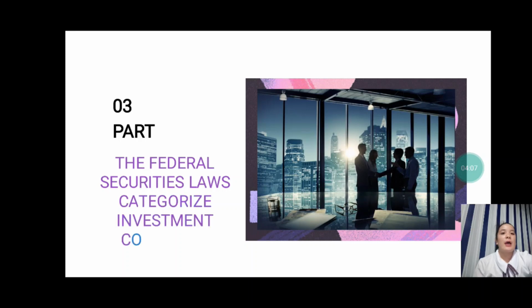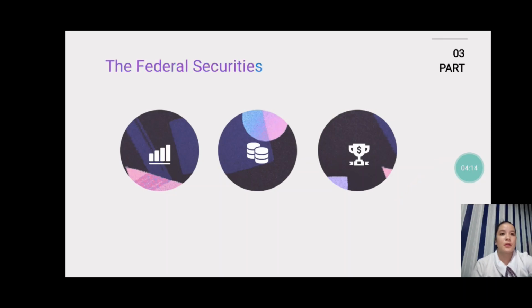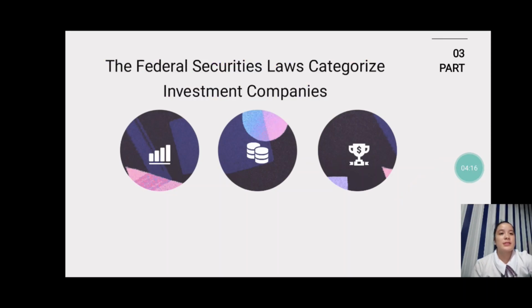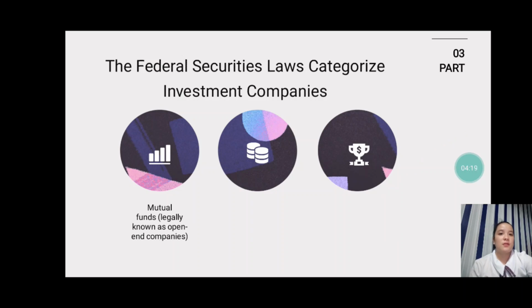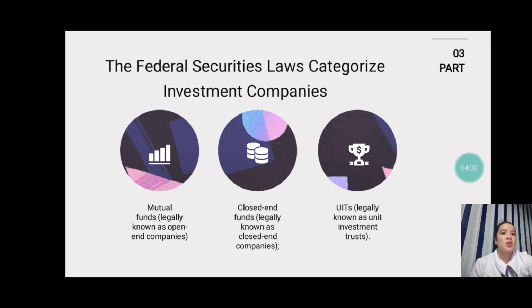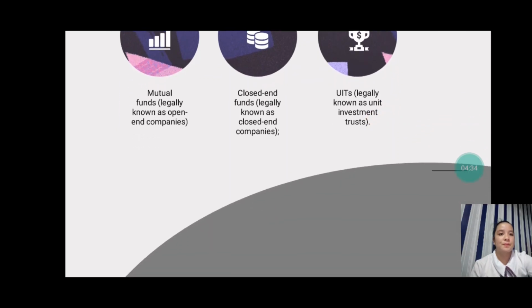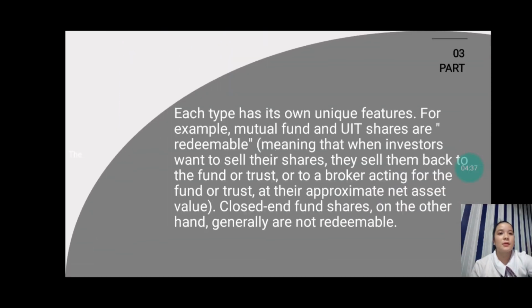We move to how the federal securities laws categorize investment companies. These companies are categorized into three types. First is mutual funds, legally known as open-end companies. Second is closed-end funds, legally known as closed-end companies. And the last one is UITs, legally known as unit investment trusts. Each type has its own unique features.